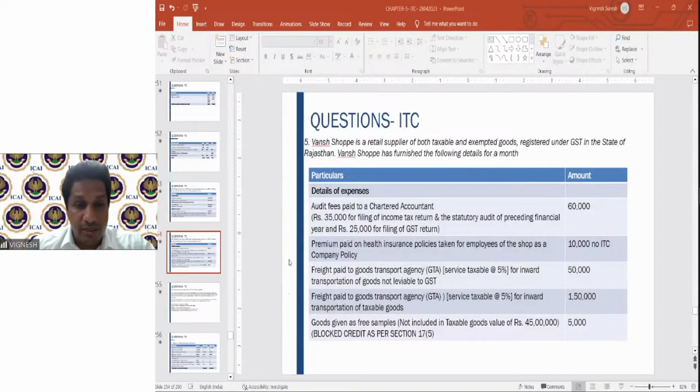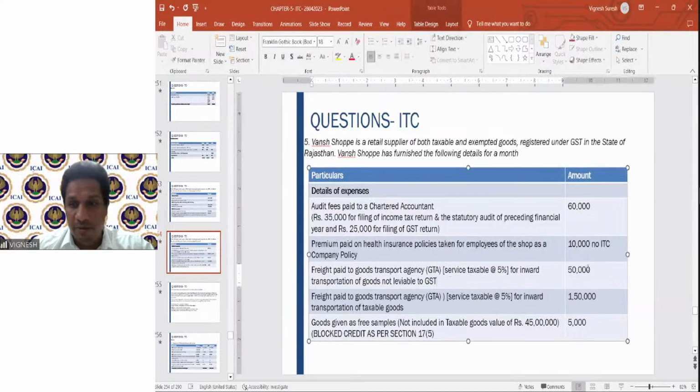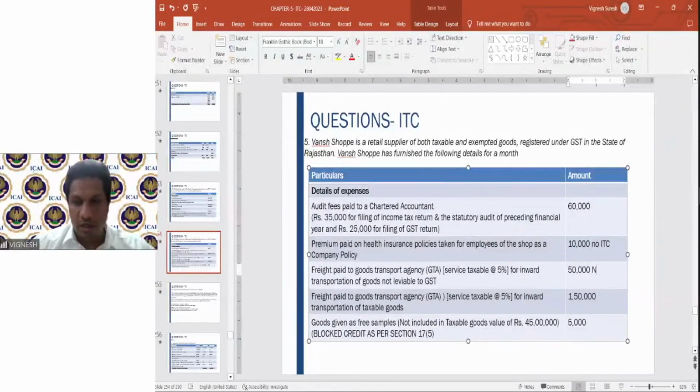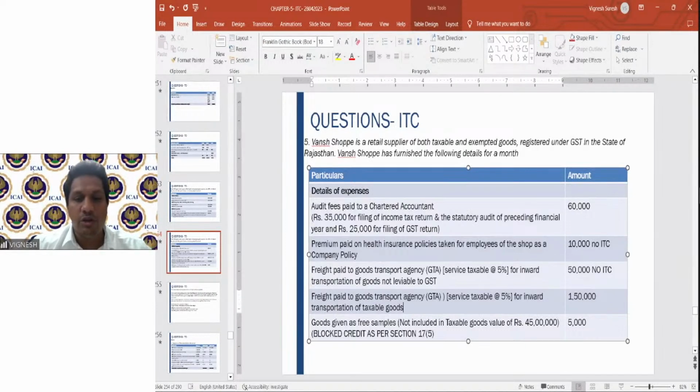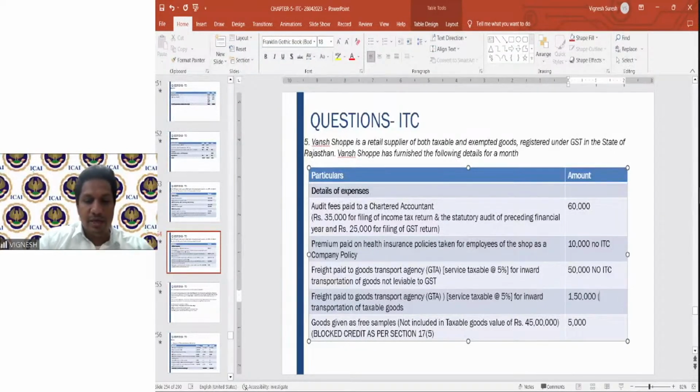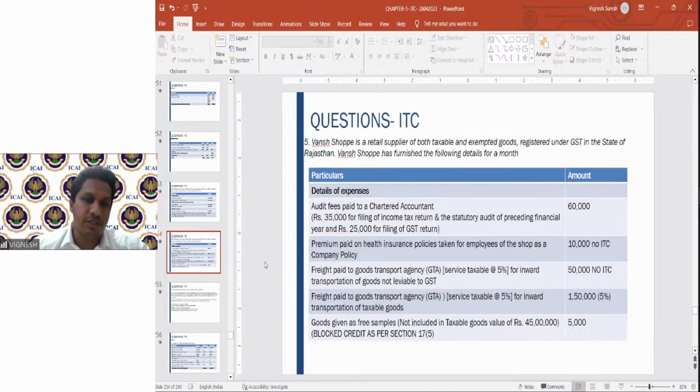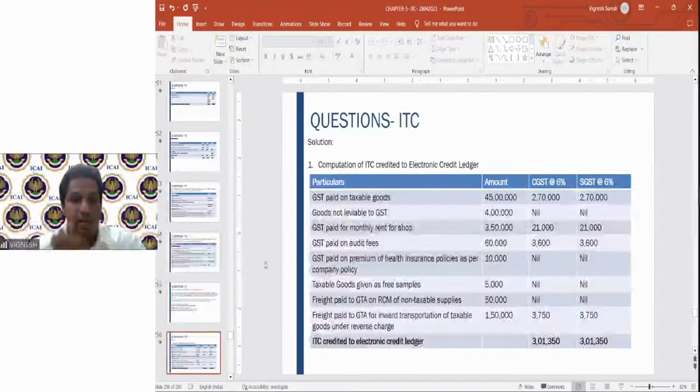Then the next one is freight for inward not leviable. This also ITC will not come. And then in this case, freight reverse charge mechanism 5% for taxable goods. On this it will come 1,50,000 into 5%. So 5% again CGST, SGST will come. So this is how you will get the first one, that is your credit to the electronic credit ledger.